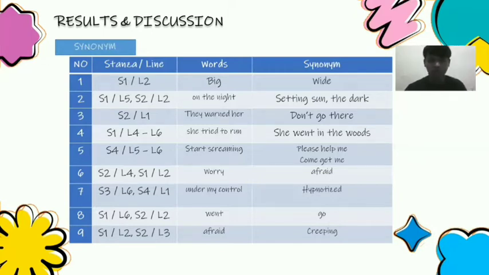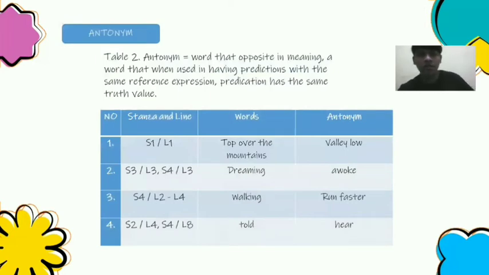Okay, next is when and go. From here we can say that it literally has a similar meaning, it's the same. It's just that go is for the verb 1, while the when is for the verb 3. When we can use in the past sentence. Okay, then the last is here afraid, and the synonym is creeping. So that's it for synonym. Let's move to the antonym.